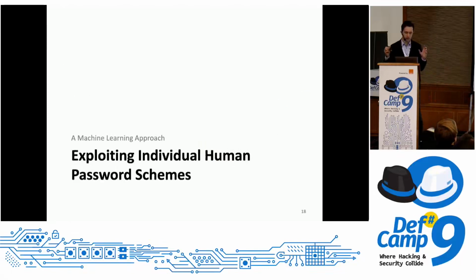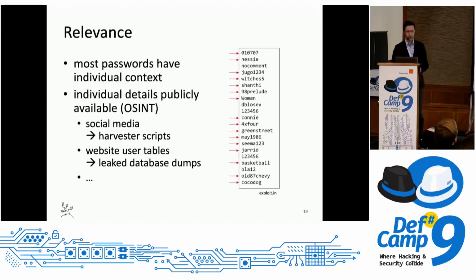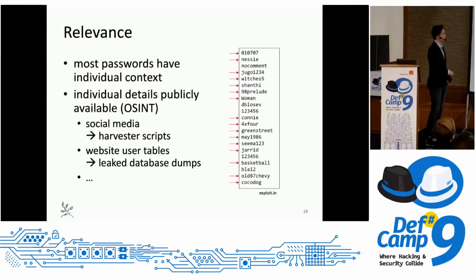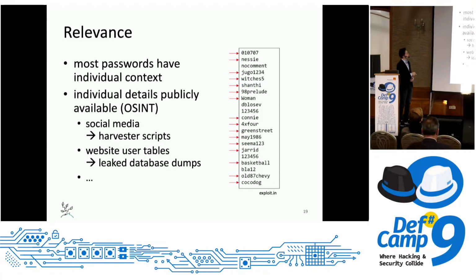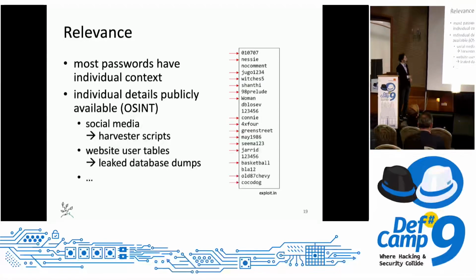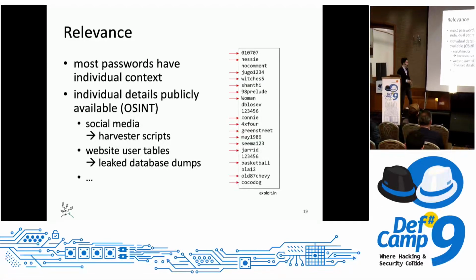Now I'm going to talk about the things I have done, and that's new. Basically, how to attack individual passwords. And why is this relevant? Why is individual information relevant in passwords? This is a sample of the exploit password list, and I just took a sample here and I marked all the passwords where I think they have some individual context.